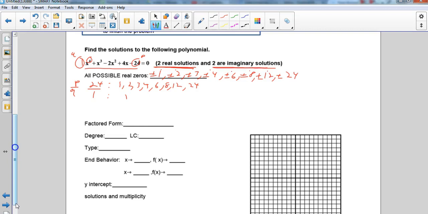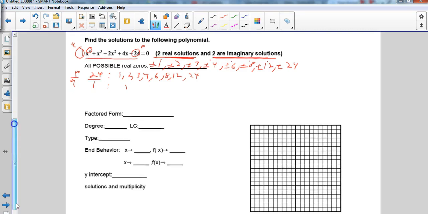Your other 2 are going to be imaginary. So it's a total of 4, but only 2 of those whole numbers are going to work. You want to narrow your possibilities by graphing on the calculator first.